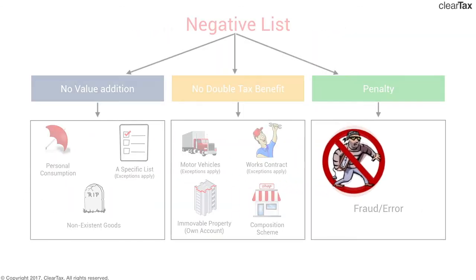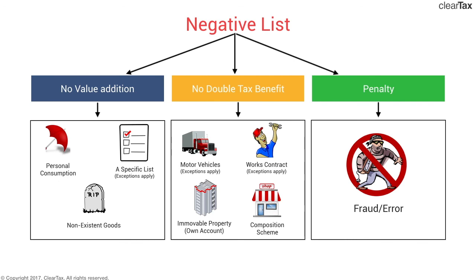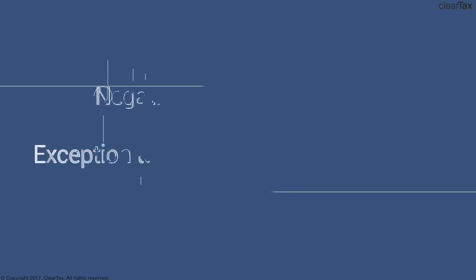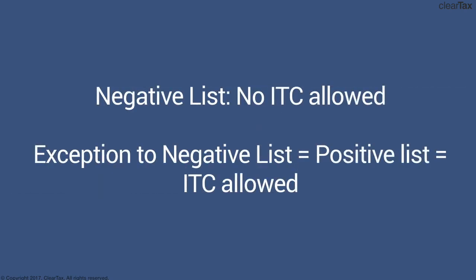So these are the 8 broad categories under the negative list. Personal consumption, non-existent goods, composition scheme, and fraud and error are pretty much self-explanatory. The remaining 4 items of specific list, motor vehicles, works contract, and immovable property, need a little more explanation. You notice that in specific list, motor vehicle, and works contract, there's something called exceptions apply. Negative list is basically a list where no input tax credit is allowed. So exceptions to negative list would be nothing but a positive list on which input tax credit would be allowed. We'll check these exceptions out in the next lecture.